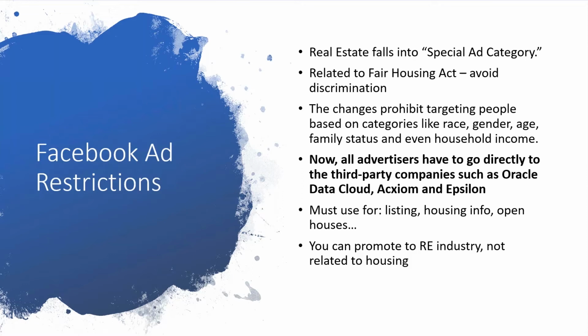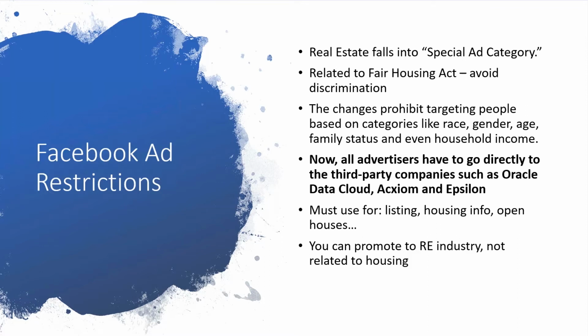If you're targeting people with categories like race, gender, age, household income, it's prone to abuse, and you could be discriminating in your advertising, okay? So now advertisers, if you want to use this kind of information, you've got to go to third-party companies, and you're talking huge companies: Oracle, Acxiom and Epsilon. These are huge companies, and it's really out of reach for the average advertiser.